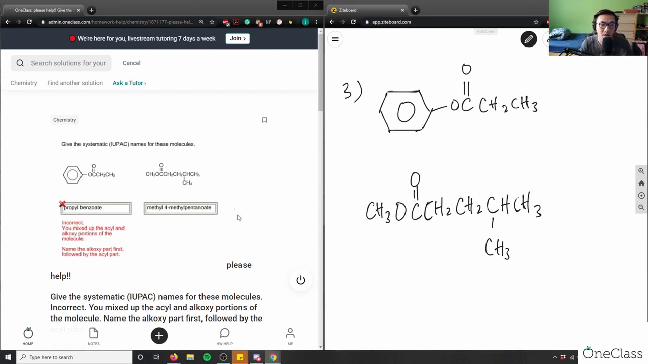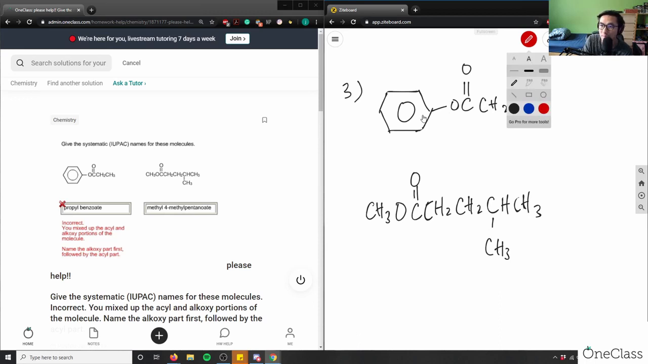So it says here, what are the IUPAC names for these molecules? So let's look at how we label these molecules. Let's look at the functional groups for this first one. I have a benzene. I'm just listing the functional groups. I have a carbon double bonded O, bond O, which means I have an ester, right? Because I have a C double bond O. So this here is an ester.